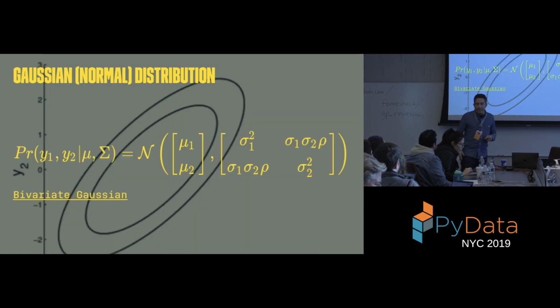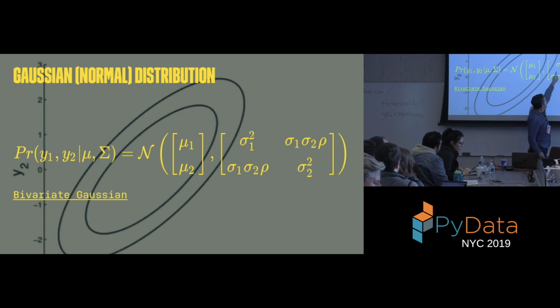It doesn't seem particularly flexible for modeling messy data. Well, it gets better when you have more than one of them. So the normal generalizes to the multivariate Gaussian, or the multivariate normal. This is the bivariate case where we have two elements. Rather than a mean and a variance, we have a mean vector and a covariance matrix. These are just the marginal variances for y1 and y2. But the important thing are these off-diagonal elements, which is the covariance, which includes this correlation term. So it's the correlation between y1 and y2.